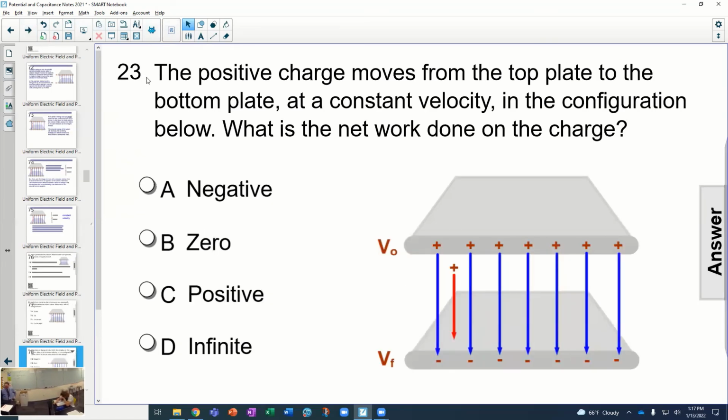A positive charge moves from the top plate to the bottom plate at a constant velocity in the configuration below. Okay, what is the net work done on this charge? Seeing a variety of answers this time. What is the net work done on this charge?